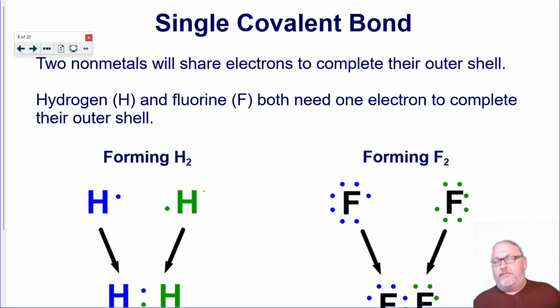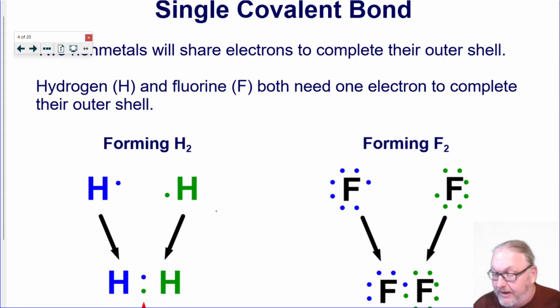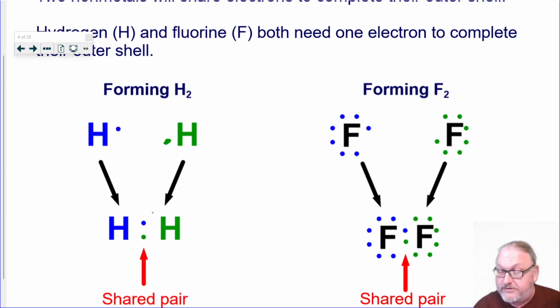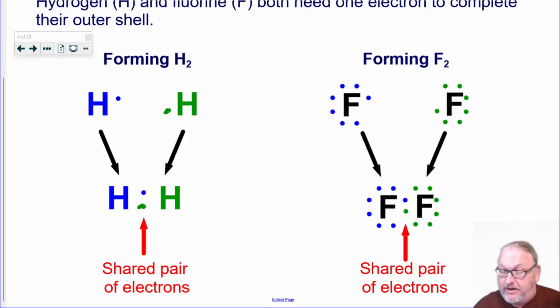Let's talk about a single covalent bond. When two nonmetals share their electrons, that completes their outer shell. Let's look at hydrogen and fluorine. Hydrogen by itself has 1 valence electron. If they come together, they'll chit-chat and say, let's share this electron. I'll share mine with you, you share yours with me. We've got our pair, we're happy.